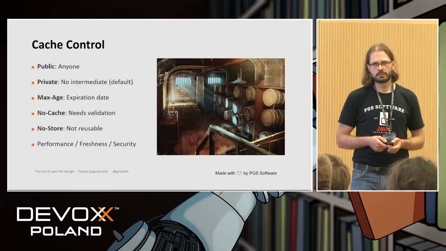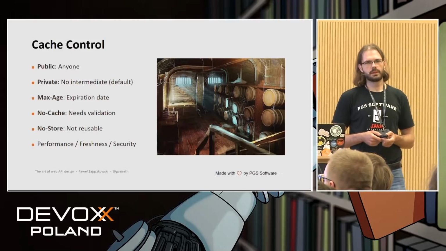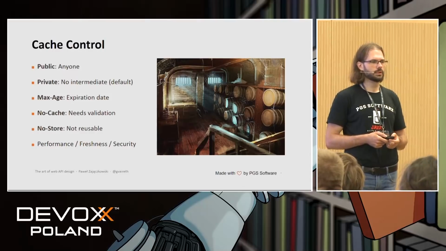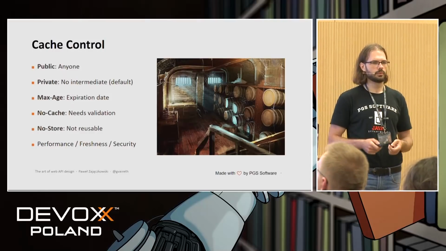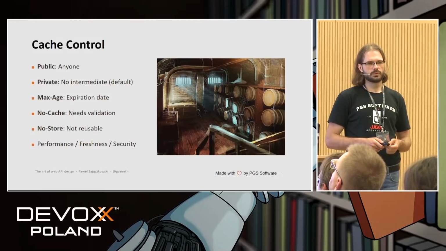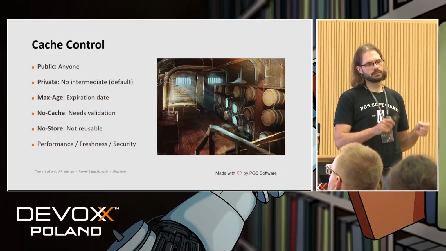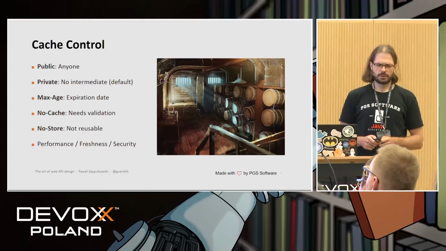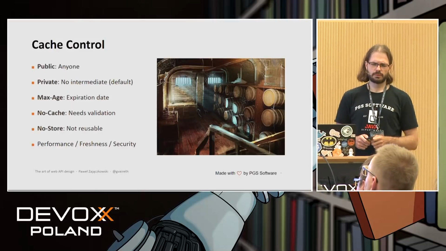On the other hand, no store says that we can't use caching at all. Basically, it's about sensitive data like medical records or anything related to money usually. And we don't want to store it even on the device of the user, or maybe especially on the device of the user. So how to deal with all those values?